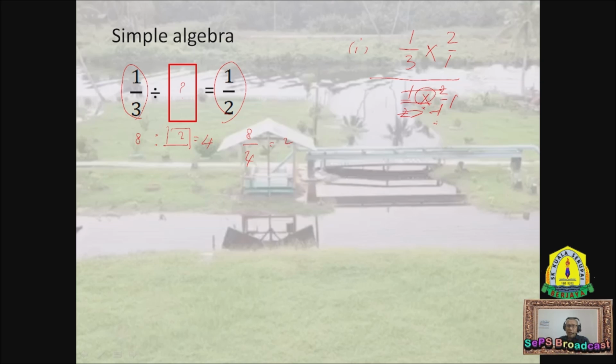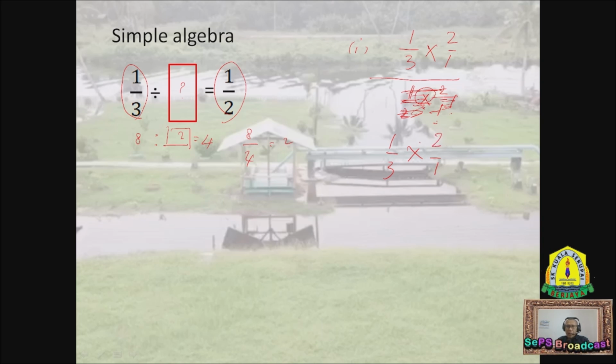That is why your teacher told you it is the inverse fraction. It is actually the reciprocal: 1 over 2 multiplied by 2 over 1, and then you get number 1. So you don't have to bother about this part anymore. You just look into this part: 1 over 3 multiplied by 2 over 1.